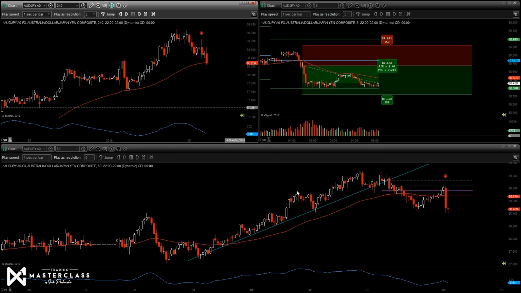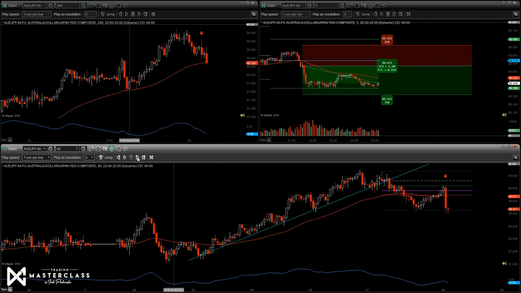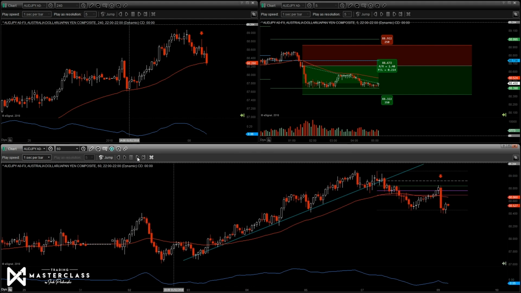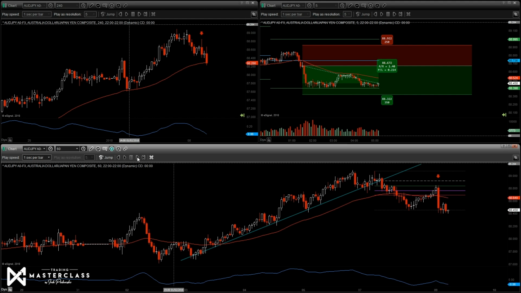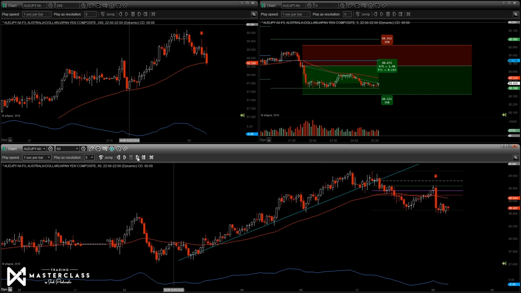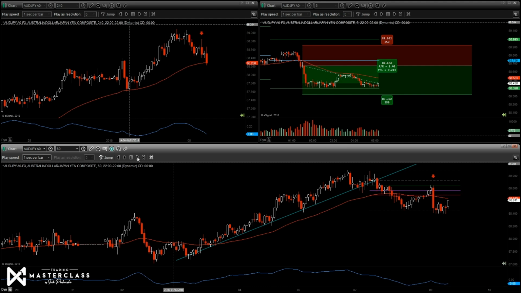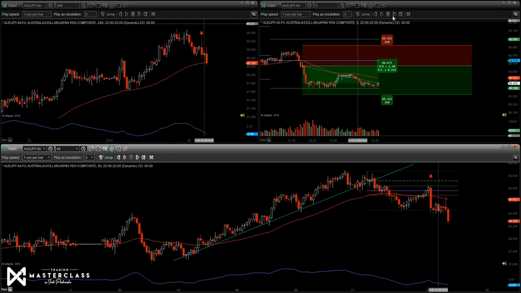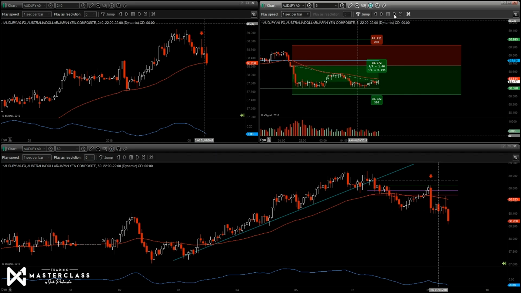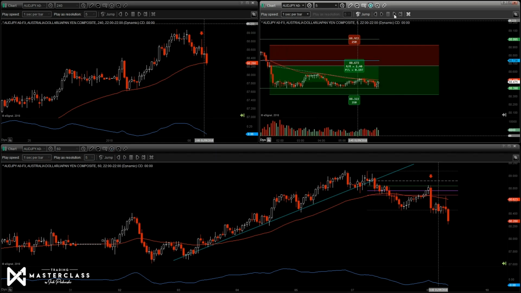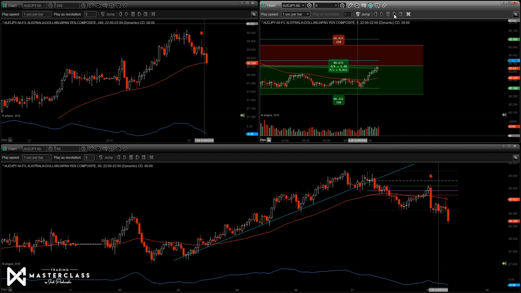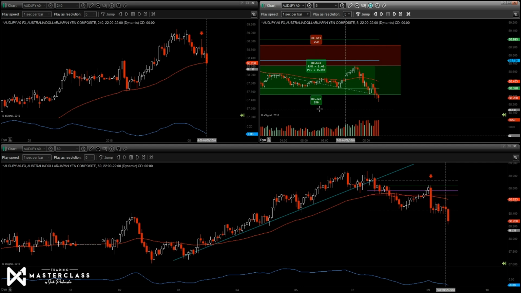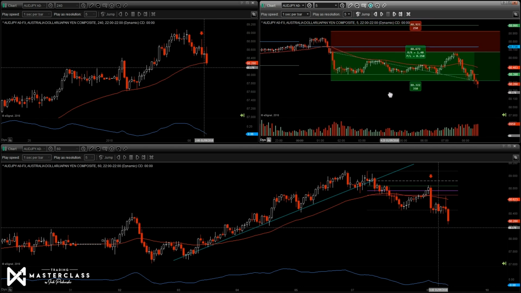And boom, 4 hour 50 EMA was hit. Let's do that same thing on a 1 hour chart. Boom, 4 hour 50 EMA hit and 5 minute time frame. Boom, entry, profit hit, right?